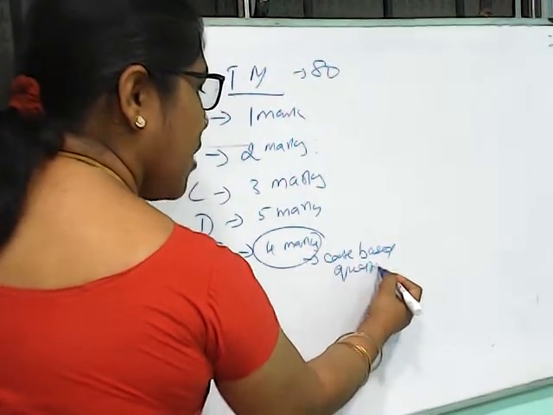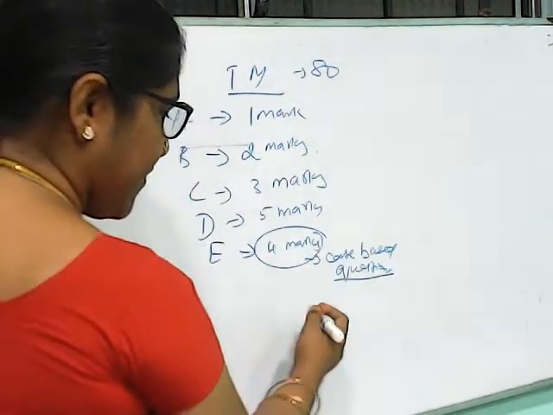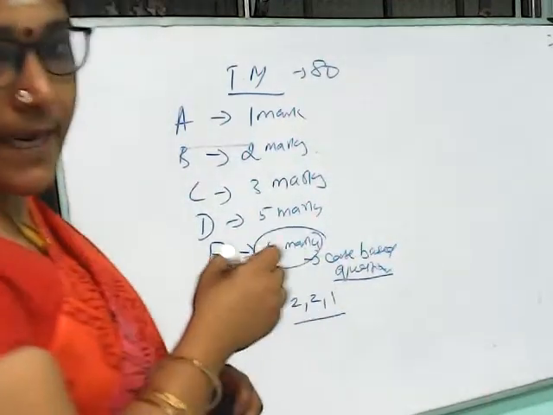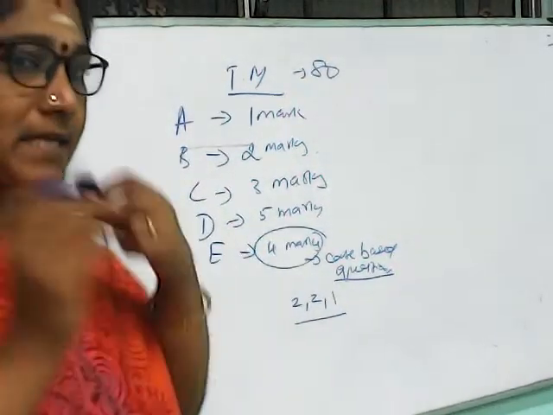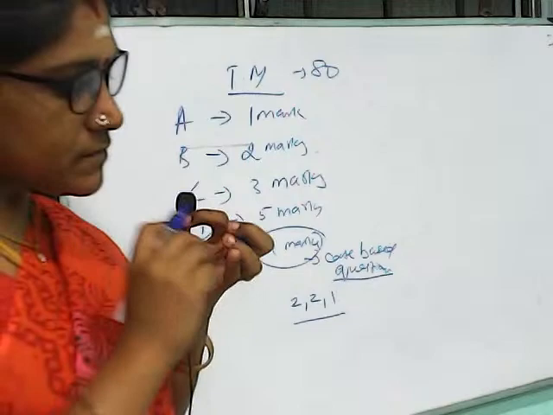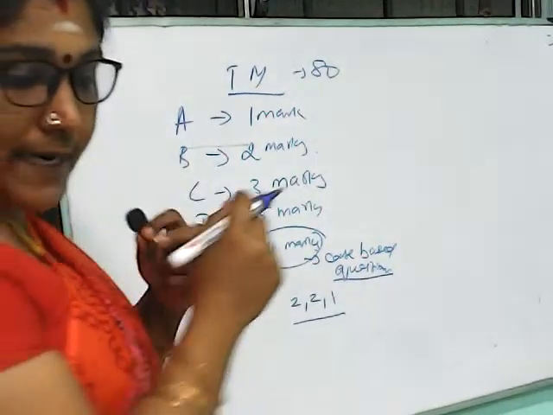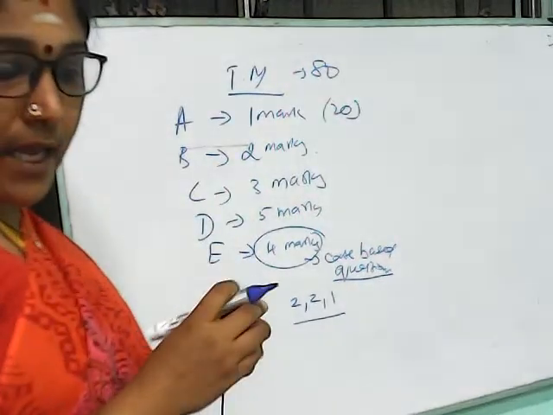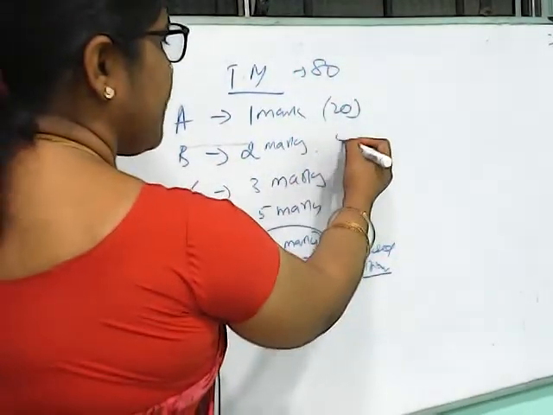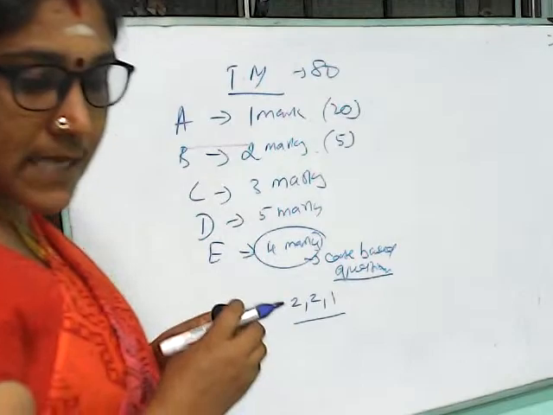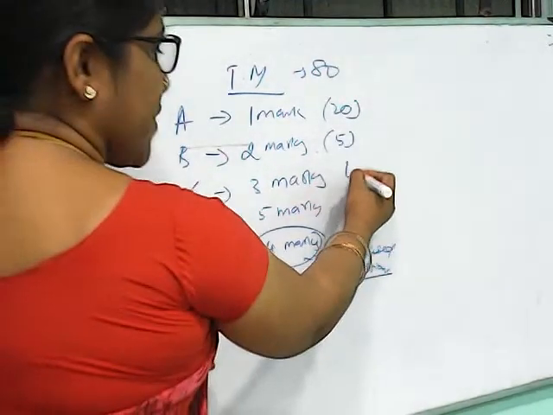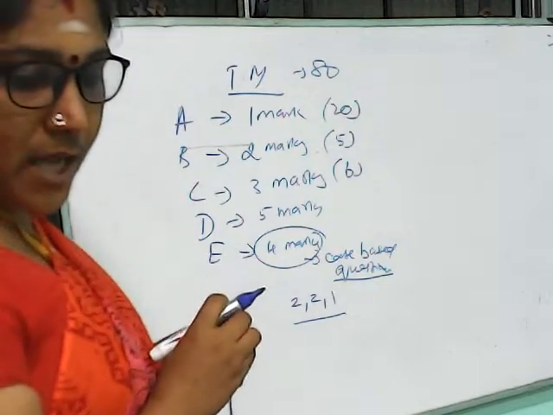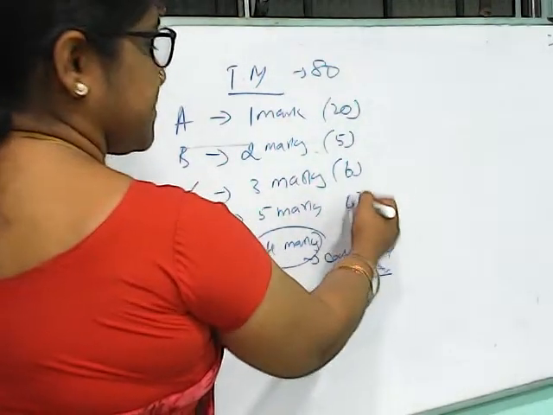Case-based questions. Okay, in the questions, how will it be divided? It will be divided as 2, 2 and 1 mark. Okay, it depends upon the cases. Now for 1 mark, you have 21 questions. For 2 marks, you have to answer 5 questions, and you have to answer 6 questions for 3 marks, and for 5 marks you have to answer 4 questions.